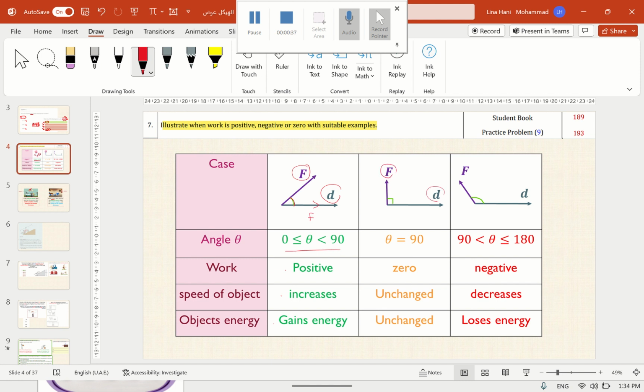If F and D have an angle of 90 degrees between them, then the work is 0, the force does no work. The speed of the object doesn't change, it doesn't increase or decrease, and the energy of the object stays the same. But if the angle between the applied force and the displacement, or the direction of motion of the object, is between 90 and 180 degrees, this includes when F is opposite to D, the work would be negative, the speed of the object decreases, and the object loses energy.